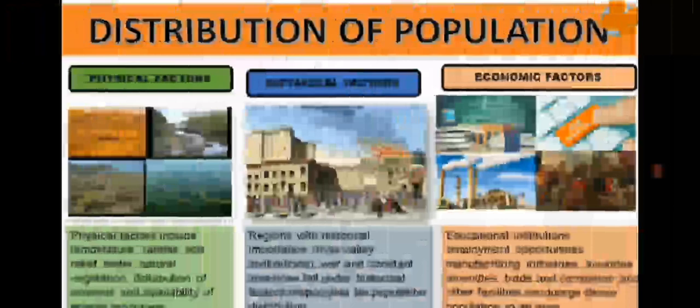Distribution of population. Population distribution refers to the way in which people are spread out across the Earth's surface. The world population is not uniformly distributed owing to the following factors: physical factors, historical factors, economic factors.